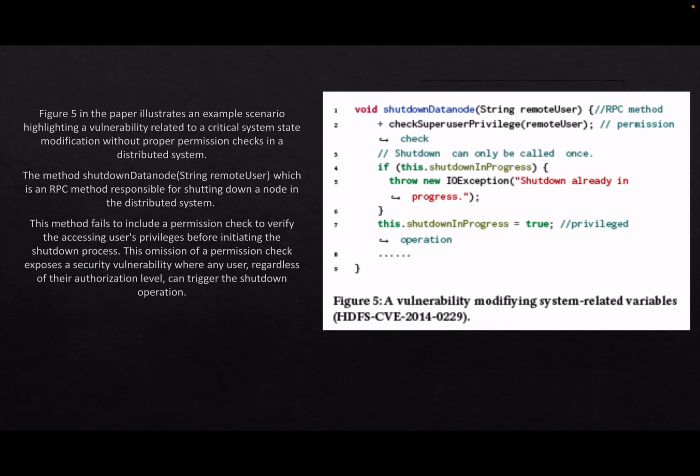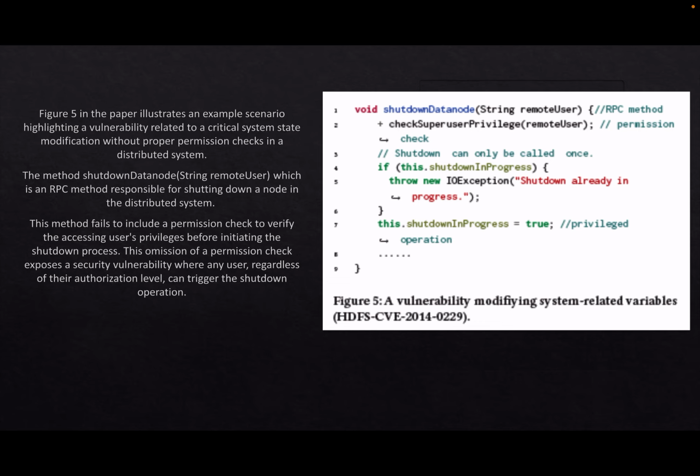Moving forward, figure 5 in the paper illustrates an example scenario highlighting the vulnerability related to a critical system state modification without proper permission checks in a distributed system. The vulnerability scenario involves the method shutdownDataNode, which is an RPC method responsible for shutting down the node in the distributed system. The critical system state being manipulated is denoted by the instance field shutdownInProgress, which indicates whether the node is currently in the process of shutting down.